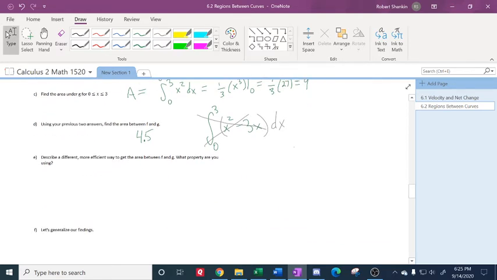So if we get the area this way, now you get the same answer if you had it backwards, but you would get the wrong sign. And we want it to be a positive answer, like this. All right, now, what property are we using? Herman?